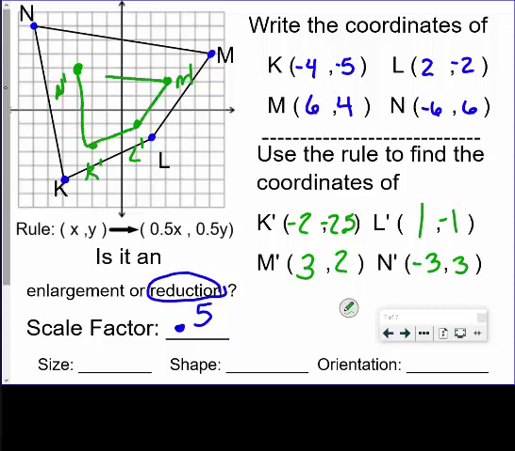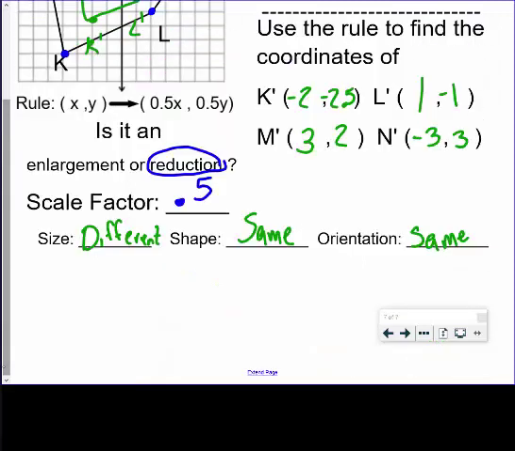Hopefully you did yours better than me. Did we change the size? Yes, so the size is different. What about the shape? Same. What about the orientation? Same. I didn't turn it. I didn't change it to a square. So if it's got the same shape but a different size. Correct.